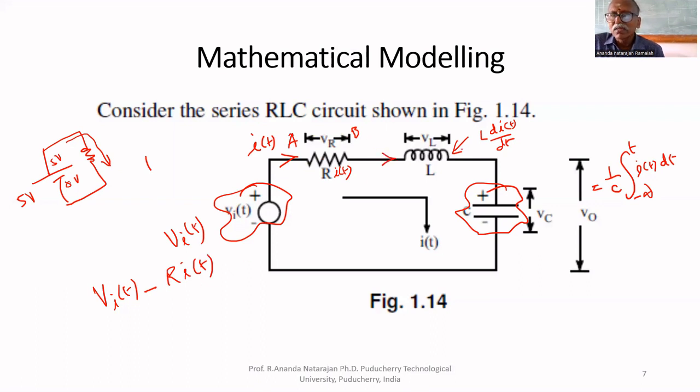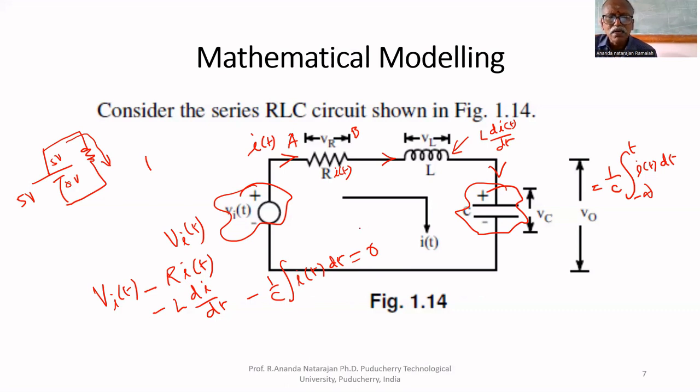Again, we are traveling along the current direction. That's why again minus L di by dt. Again, we are traveling along the current direction, that's why there is a fall in potential. Therefore, minus 1 by C integral of I of t dt. That's all. Now, equal to 0, algebraic sum of potential drop and EMF equal to 0. So now, this is an integro-differential equation, because it involves both integration and differentiation.